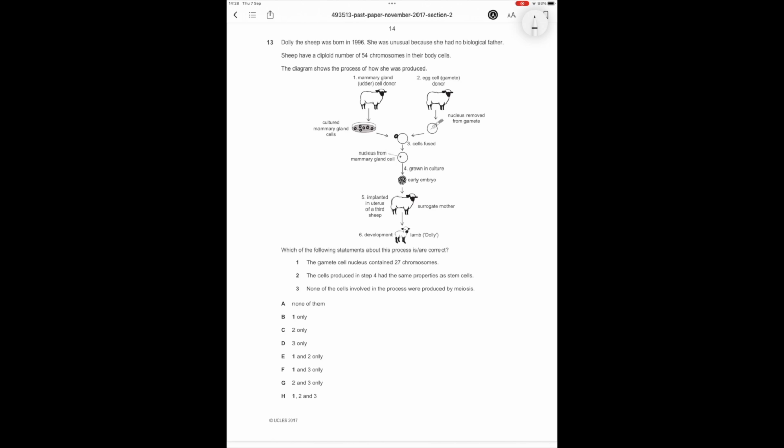Dolly the sheep was born in 1996. She was unusual because she had no father. Sheep have a diploid number of 54 chromosomes in their body cells. The diagram shows the process of how she was produced. And we have this flow diagram.